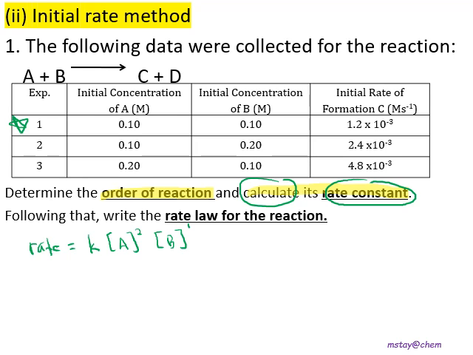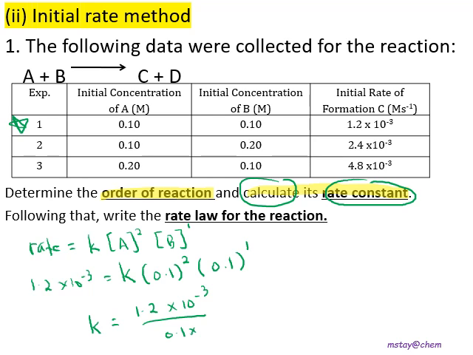So now if you choose experiment 1, the rate of reaction is 1.2 exponent negative 3. The value of the rate constant is unknown, so we replace it with the symbol K, and then concentration A in experiment 1 is 0.1 raised to the power of 2, and for B also 0.1 raised to the power of 1. So from here, we know that K will equal 1.2 exponent negative 3 divided by 0.1 raised to the power of 3. Okay, then press the calculator, and you will have the answer.